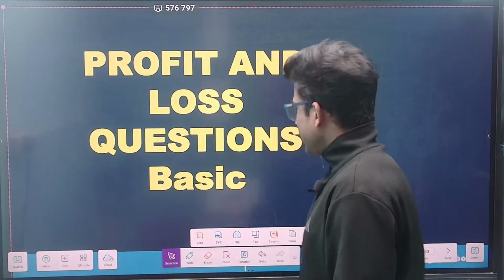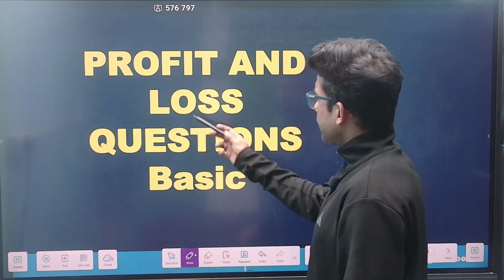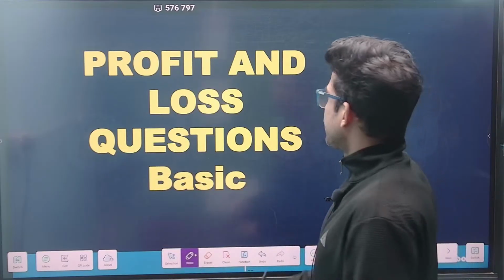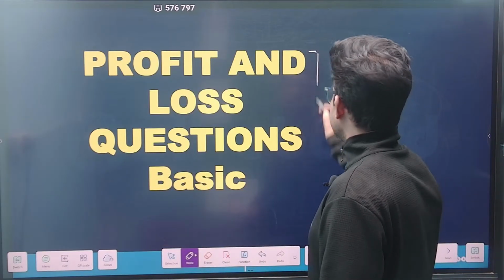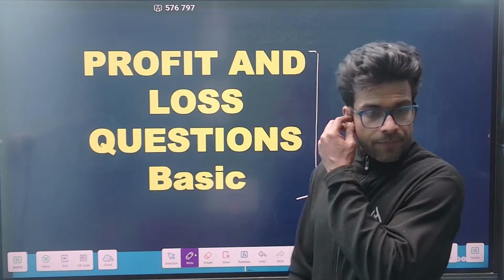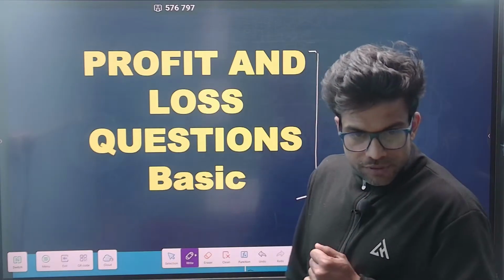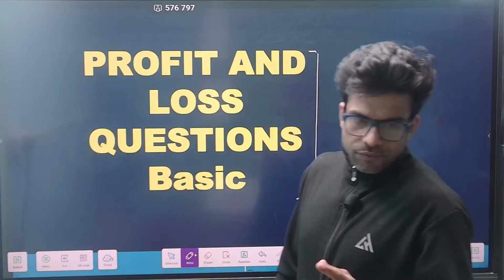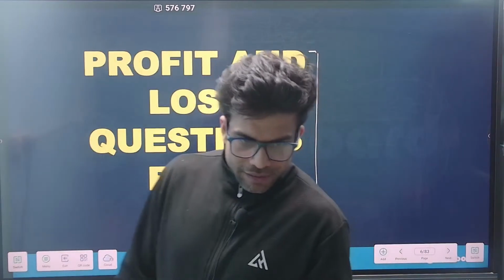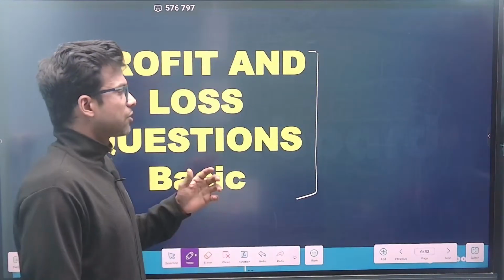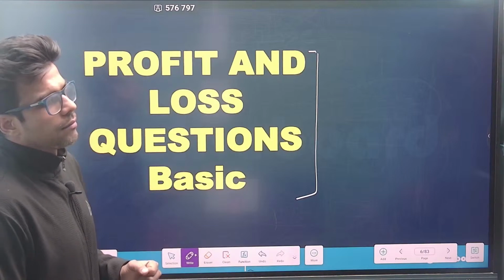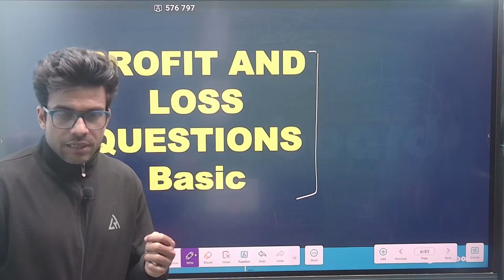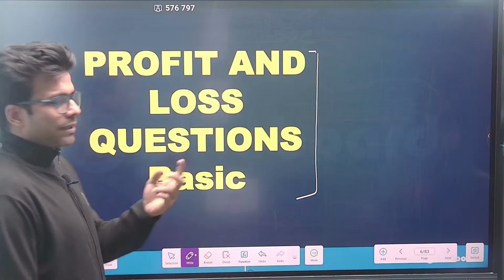So we were just discussing the theory part of profit and loss. We'll do the basic questions also, and I'll try my level best to make you understand this whole chapter with the concept as well. Before starting, I request all of you to make a note of it, because till now I think you have done this chapter with respect to one method. But from today, you can do this chapter with two methods, right?